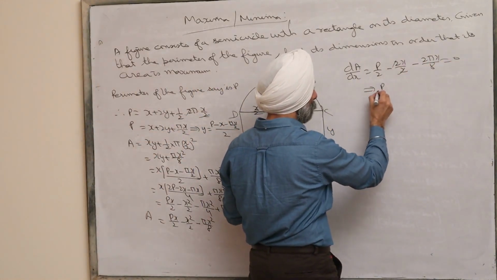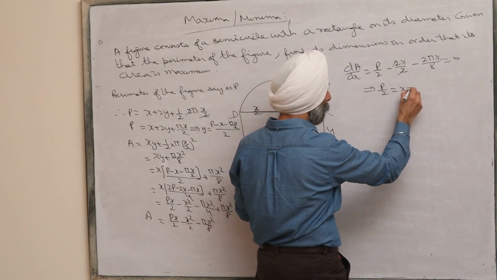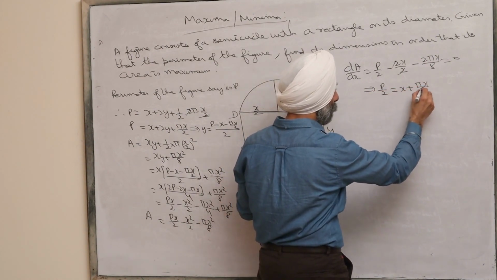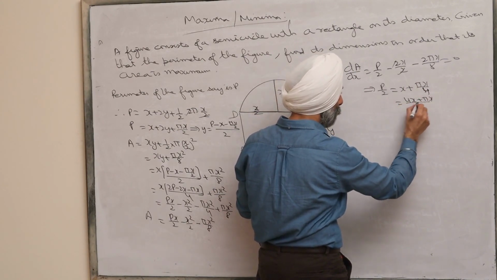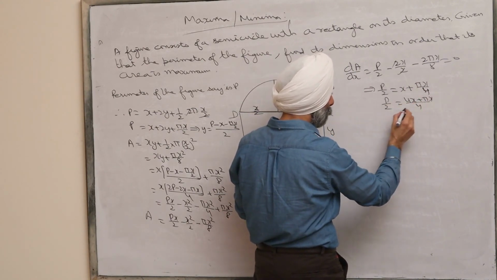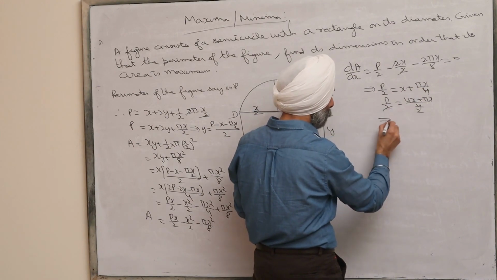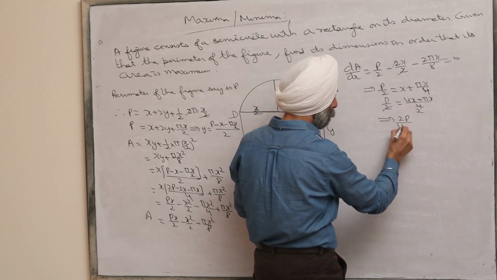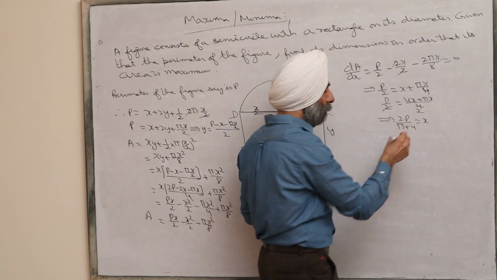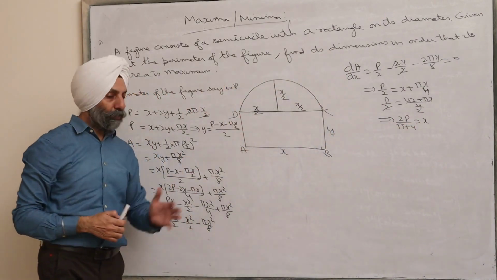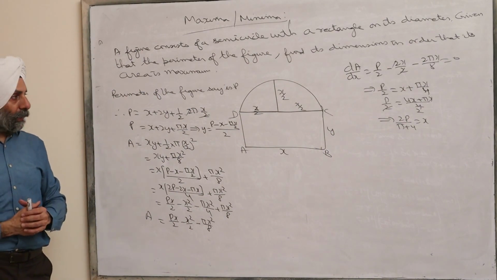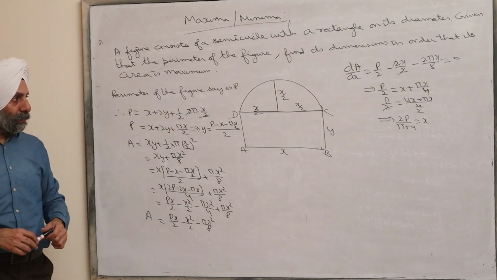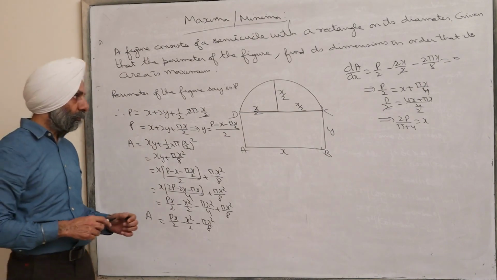This implies p by 2 is equal to x plus pi x by 4. So it is 4x plus pi x by 4, which is your p by 2. So this implies 2p upon pi plus 4 is equal to x. That means one side of the rectangle we have been able to calculate as 2p over pi plus 4.